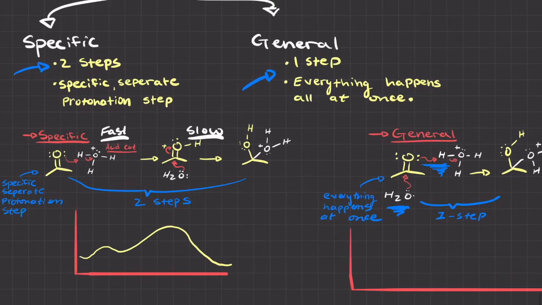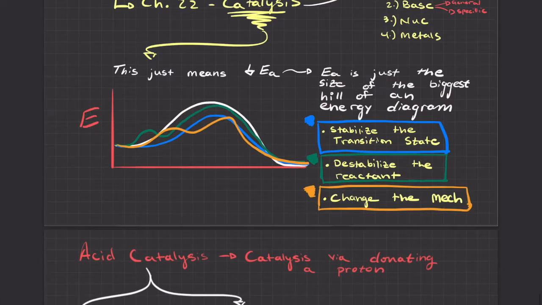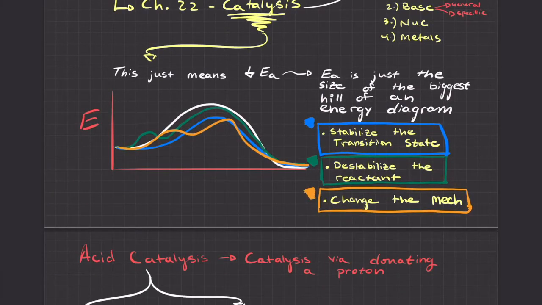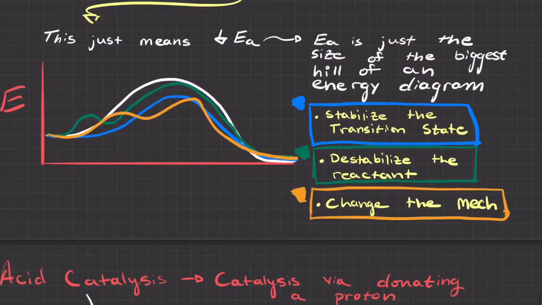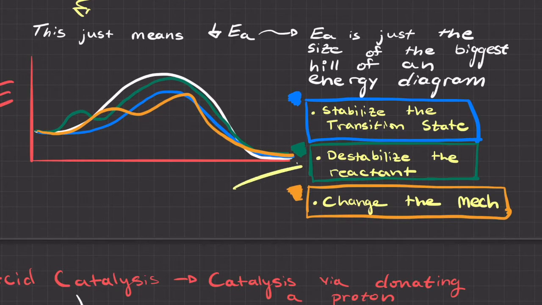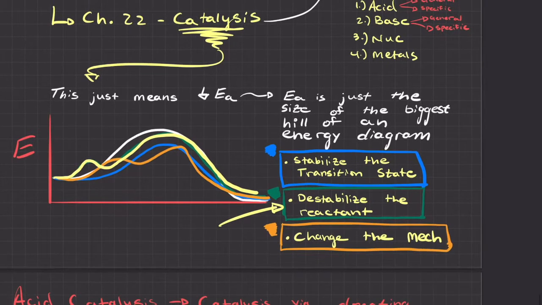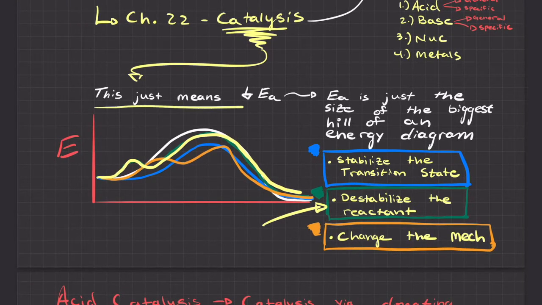Let's go ahead and scroll up. Which one of these that we started with does this remind you of? To me, it reminds me of the green one, right? We have destabilized the reactant and we did it in two steps. So that's one way we catalyzed the reaction. We brought the bottom of the hill up, decreasing the activation energy. Okay, and again, for review, that was specific acid catalysis.